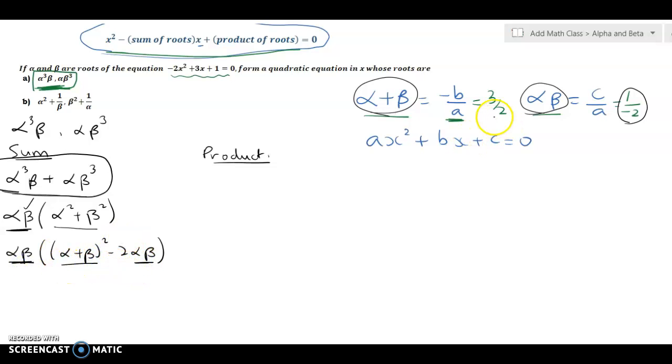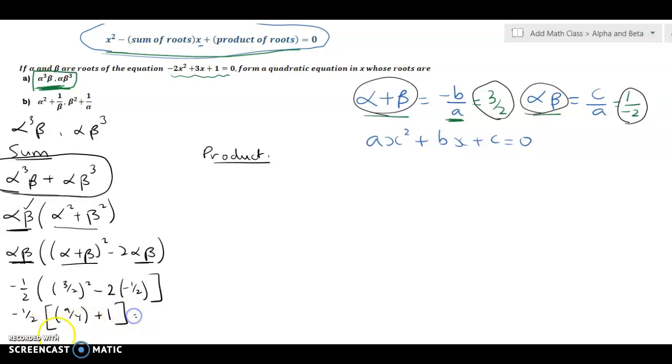So now I could simply come and substitute these values. So alpha beta would be minus a half, alpha plus beta all squared would be 3 on 2 all squared minus 2 by minus a half. Now I simplify this, I will get 9 on 4 plus 1, and that works out to be minus a half by 13 on 4, and multiplying these two, I'll get minus 13 on 8. So this, everybody, is the sum of the two roots that I was given here, right?